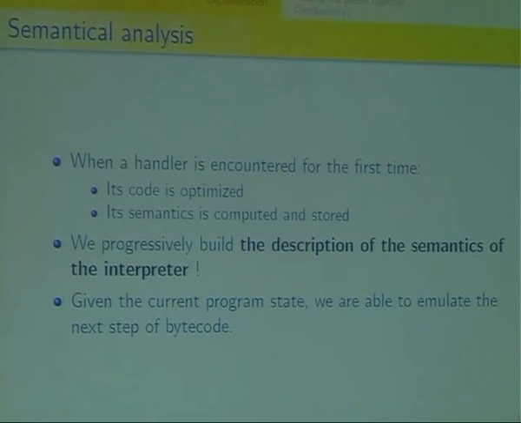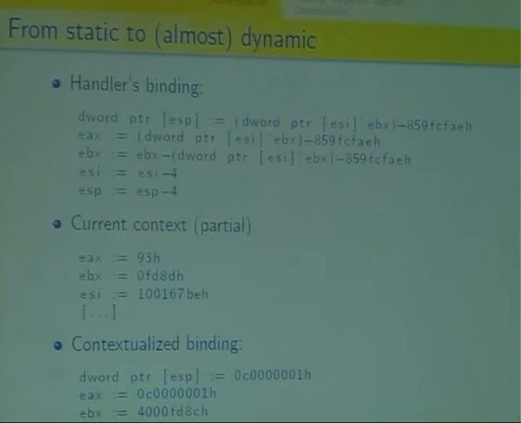Also, a very interesting point I will show you is that given the current program state and given the semantics we have computed, we are able to compute the next state of the virtual processor. It means we are able to automatically generate some kind of emulator for the virtual processor. And that's what we use to go from pure static analysis to an almost dynamic analysis. So we take the handler's binding, which I'll show you has been automatically computed.